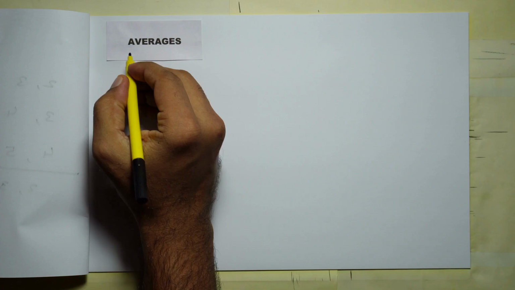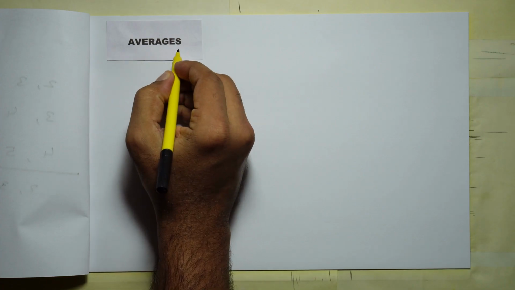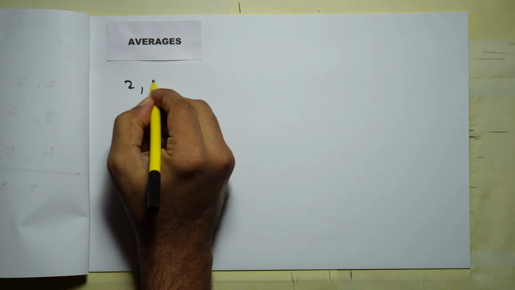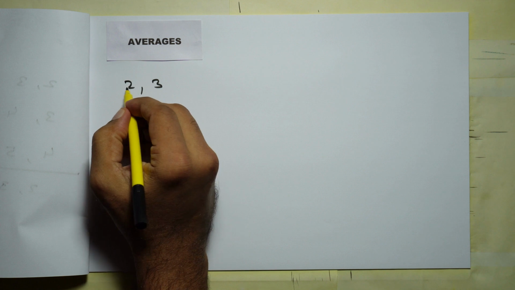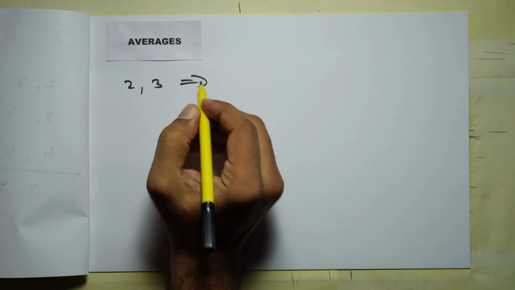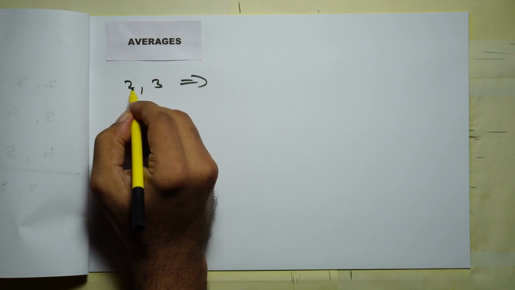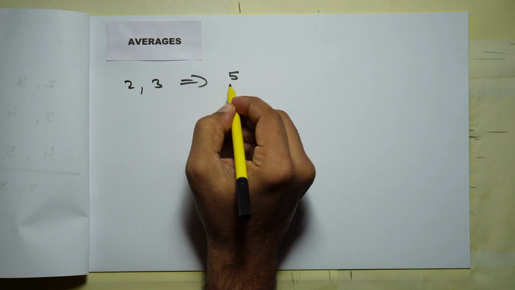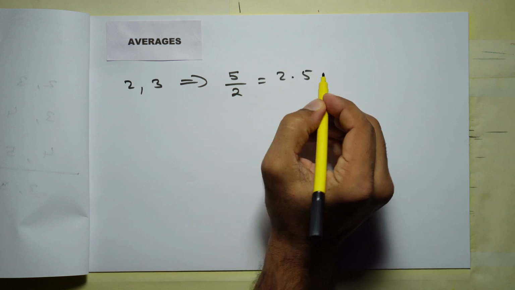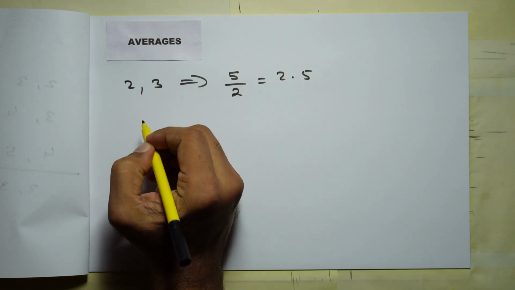Let's start. Let us start with the topic averages. Now we'll take some examples. Let us say you have two numbers, 2 and 3. Now we need to calculate their average. To calculate their average, you have to add up all the numbers. 2 plus 3 is 5. Two numbers are there, so 5 by 2 gives you 2.5. That is how you calculate the average.